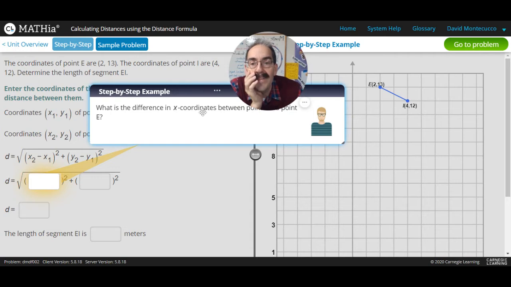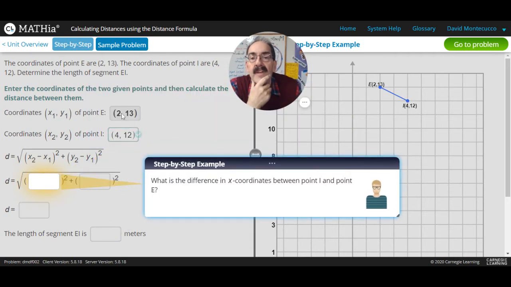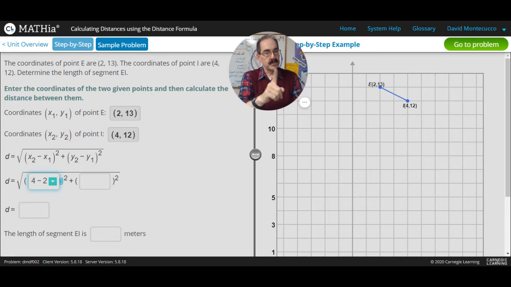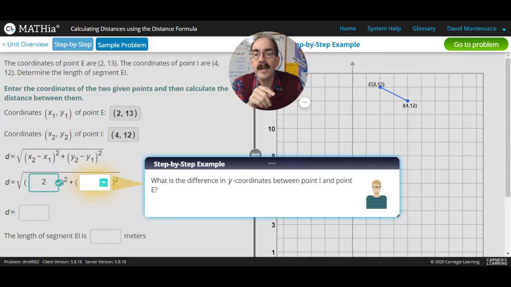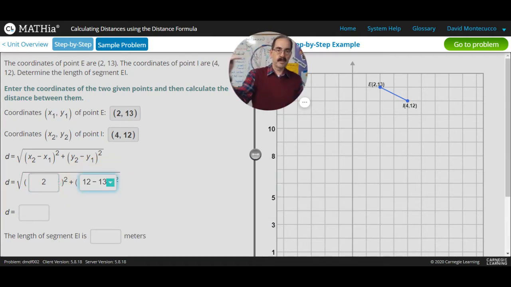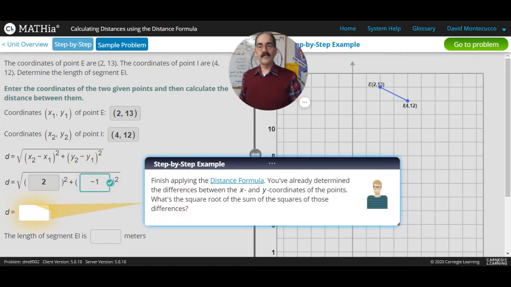So now in the X's, you see how the X's are 4 and 2? So I'm just going to go 4 minus 2. As a teacher, I always go backwards. Doesn't matter as long as you always do it the same way, both directions, okay? Now, 12 and 13. So 12 minus 13. As long as you always go the same direction, either left, right, or right, left.